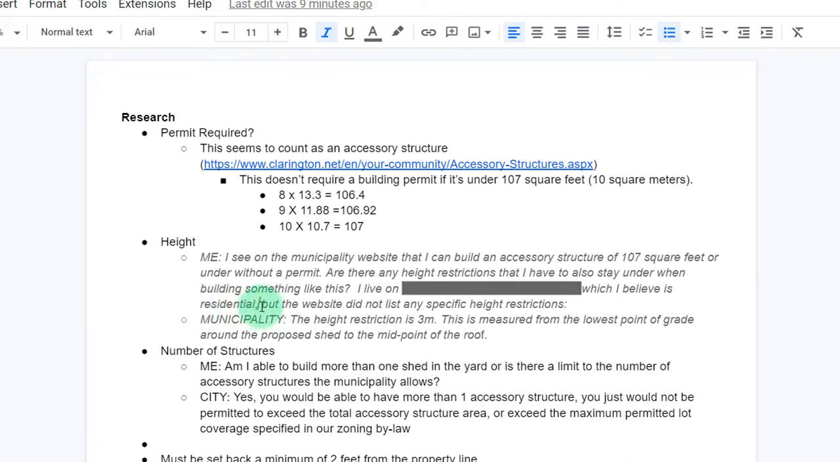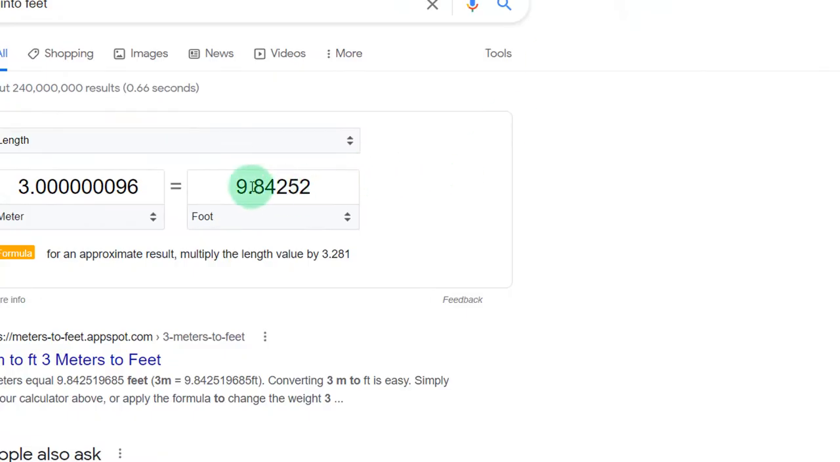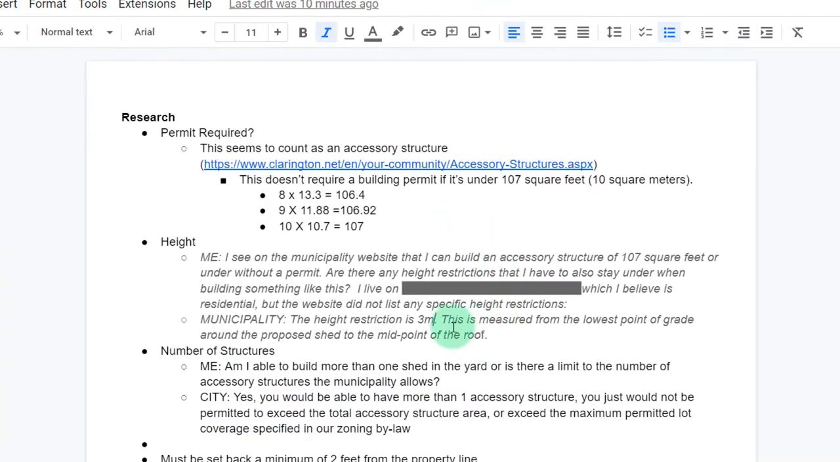Basically, I told them that the website doesn't list any specifics about height restrictions, and they came back to me and said that the height restriction is 3 meters, which when I look up 3 meters into feet, it's about nine and it's almost 10 feet. But just to stay safe, I'm probably gonna stay well under 9.5 feet. And one of the other things they said is that they're going to be measuring this from the lowest point of grade around the proposed shed to the midpoint of the roof.